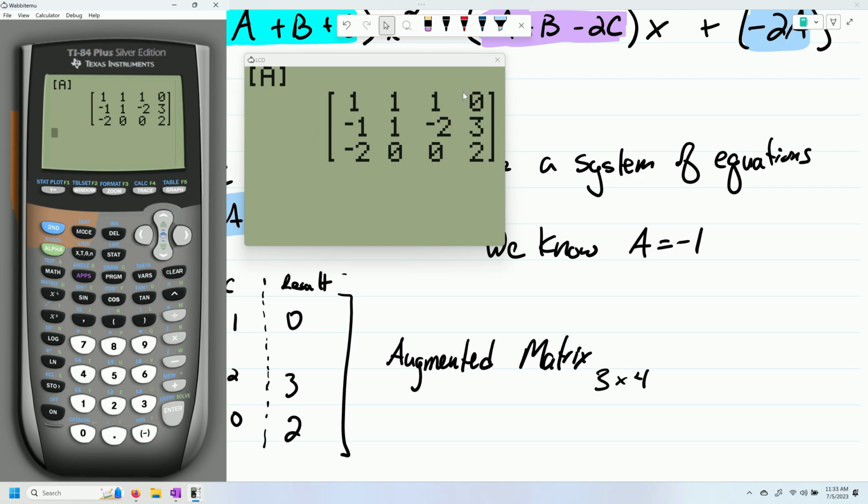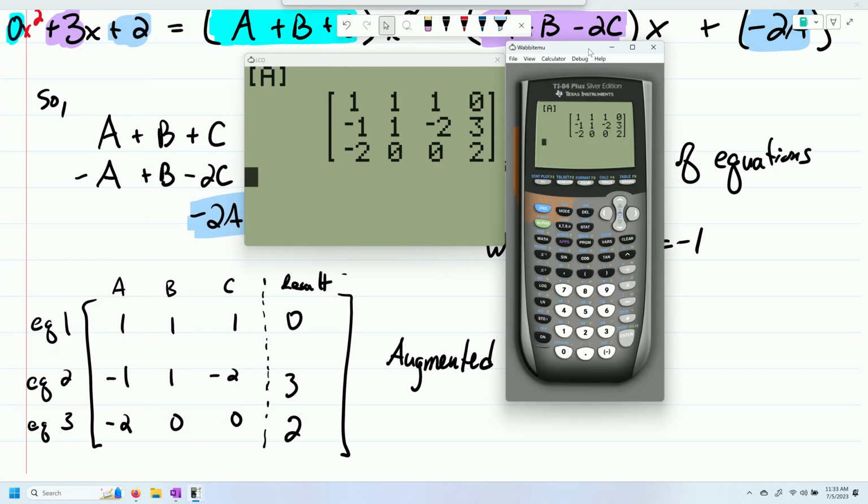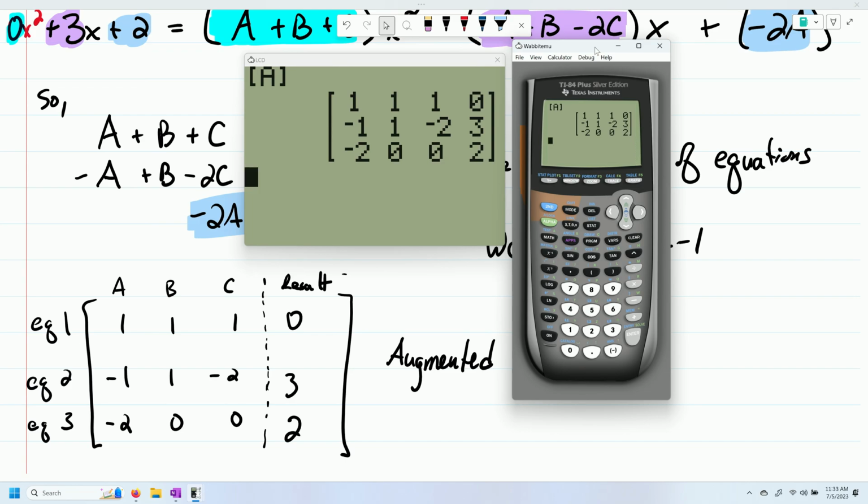Now notice, this will not give you the little dotted line. You have to know that this is an augmented matrix because we know the outputs. But as you can see here, it's 1, 1, 1, 0. In fact, let me see if I can just move this over here. There we go. So you can see 1, 1, 1, 0, negative 1, 1, negative 2, 3, and then negative 2, 0, 0, 2. So far we are looking great.